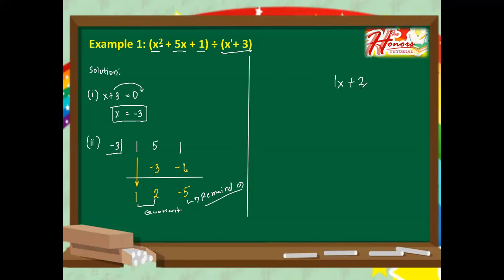And then let's write the remainder. Negative 5. Your 5 will be your numerator over your divisor, and that is x plus 3. So let's simplify this. 1 is supposedly an invisible number. So it will become x plus 2 minus 5 over x plus 3. So this is our final answer.